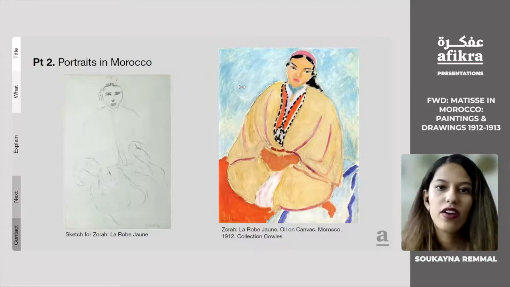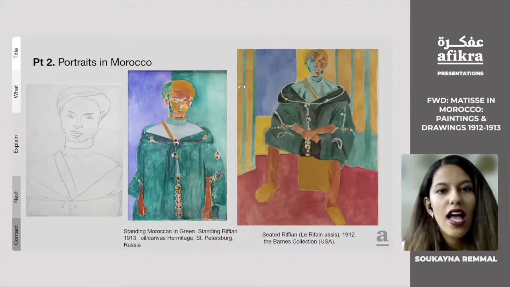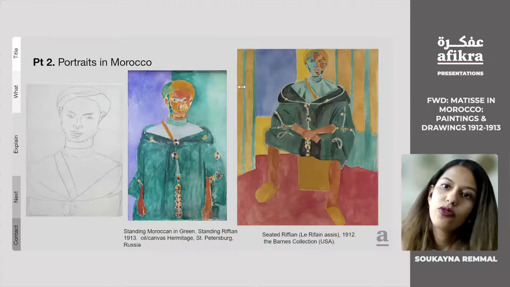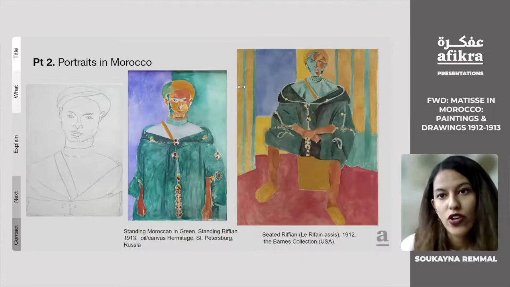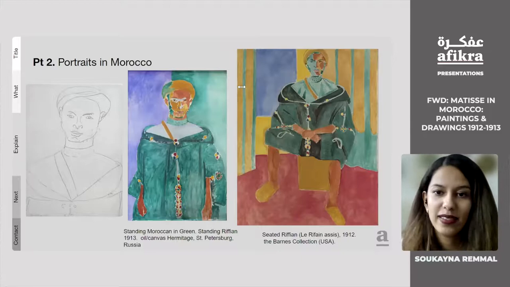This is another example of a sketch turned into a portrait, here of a Rifian fighter. As much as Matisse was not really connected to the political context, he also wanted to depict someone who was actively taking part in the resistance movement against colonialism, as he did with this model.